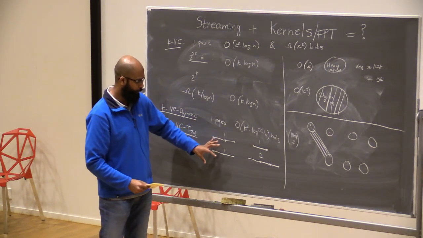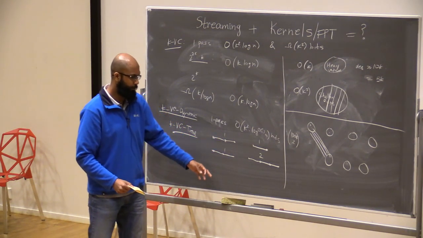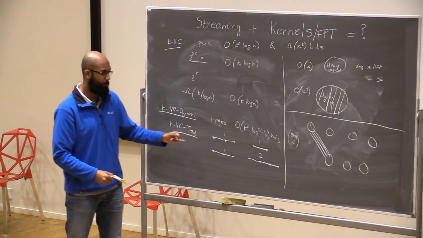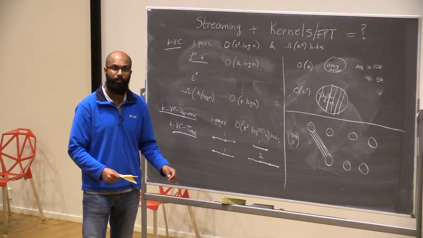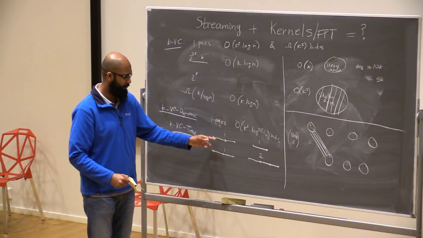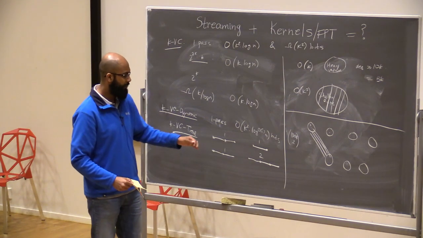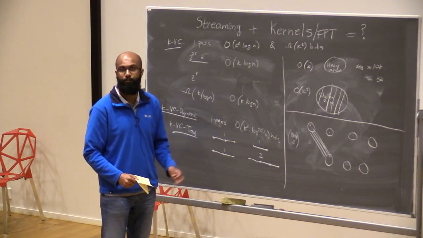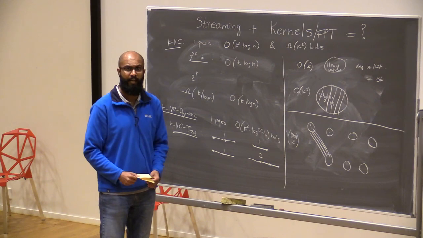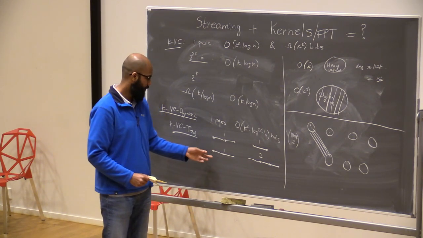So you can use this example to show that there is no sublinear space algorithm which can approximate k vertex cover better than a factor of 3/2. Okay? And this lower bound also holds for trees.